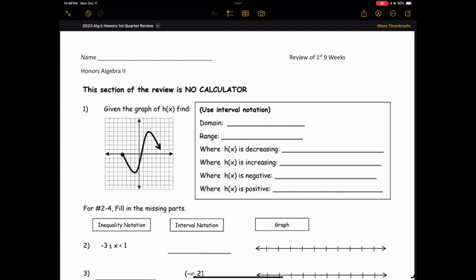Given the graph, find the domain, range, and where it's increasing and decreasing. All right, so domain, it's the x values. X starts at -4, and the arrow implies that it continues towards infinity. It's a closed circle, so the domain is going to go from -4 all the way to infinity, and infinity always gets the parentheses.